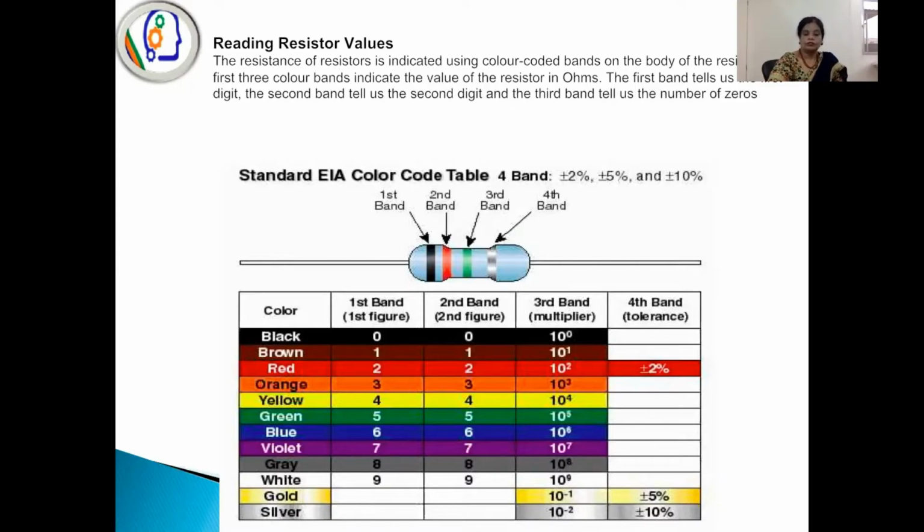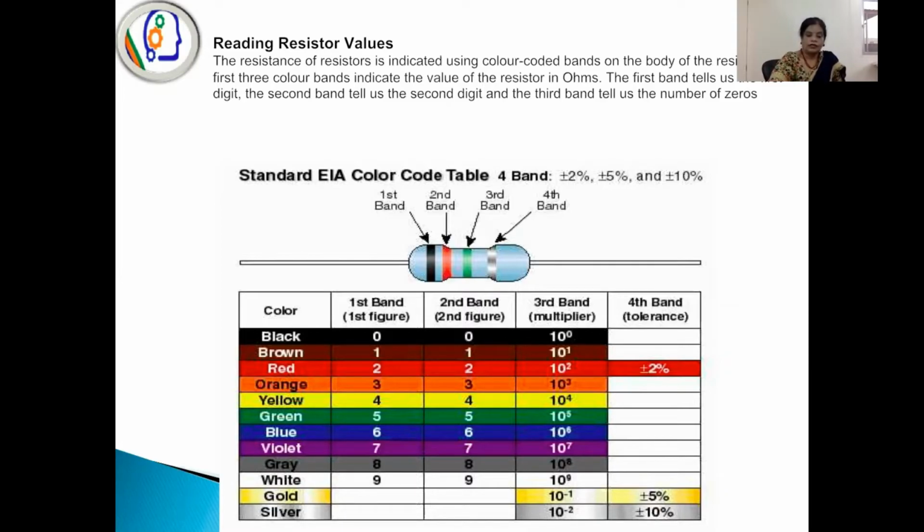Right. Suppose one resistance is brown, red, and green. Brown is one value, red is two value, and green is 10 raised to the power 5. The green will come in the third place, where how many zeros are there. The accuracy is the fourth color. Suppose silver color is there, that means 10% accuracy, gold color is 5% accuracy, and brown color is 1% accuracy. So each color has an accuracy.